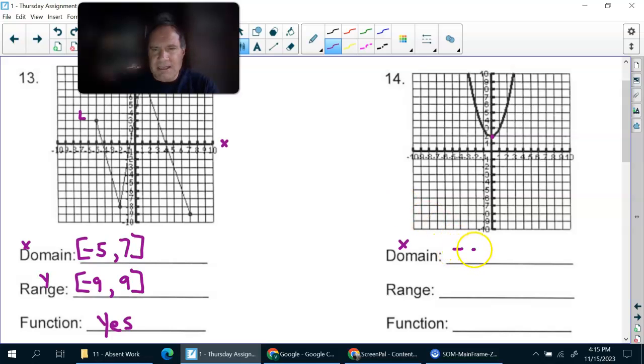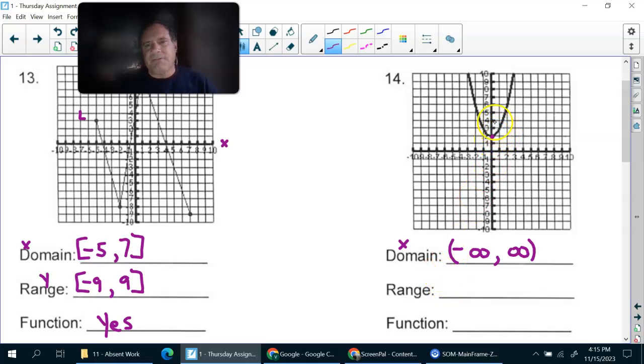So we say -infinity, and it's a parenthesis. And then the graph keeps on going to the right and left. All right, so this part of the graph goes to the left, this part of the graph goes to the right. So it is infinity in both directions, and that is what your answer is for domain.